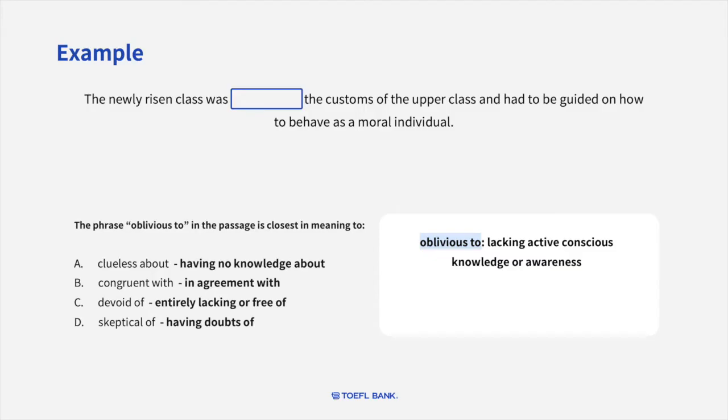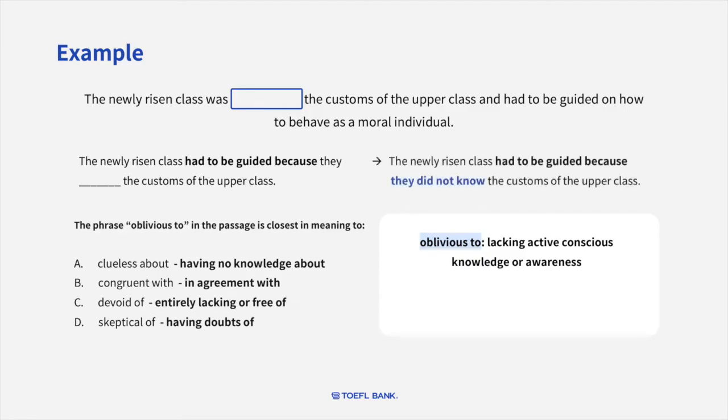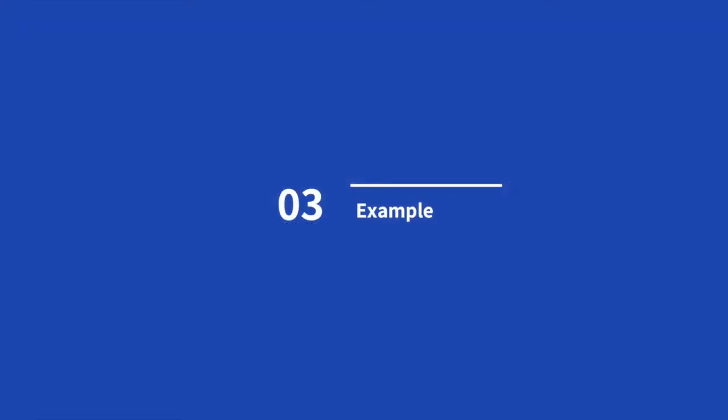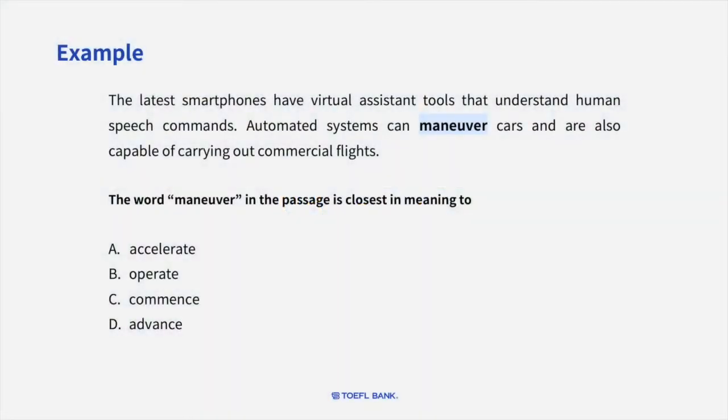"The newly risen class was blank the customs of the upper class, and had to be guided on how to behave as a moral individual." The newly risen class had to be guided on something because they blank the customs of the upper class. At this point, you can make a smart guess that the newly risen class had to be guided because they did not know the customs of the upper class. Now you'd have to select an answer choice that has the closest meaning to not knowing something, which would be A, clueless about. Here's the next question. Pause the video and solve the problem.